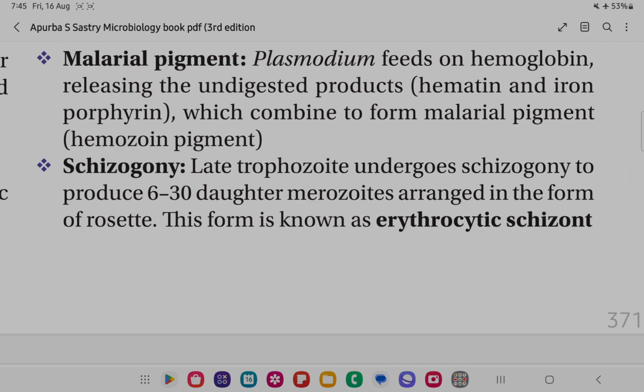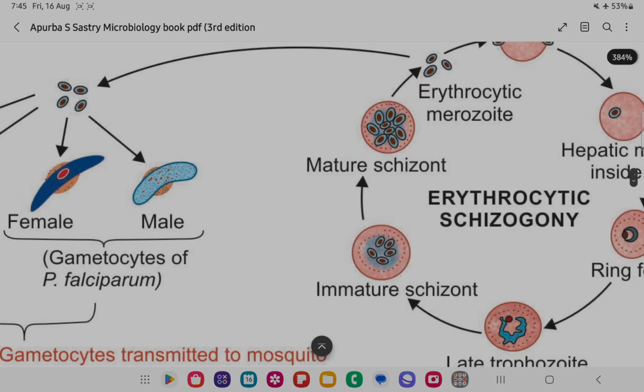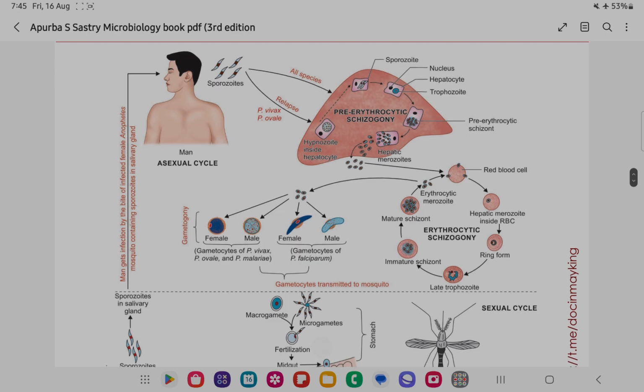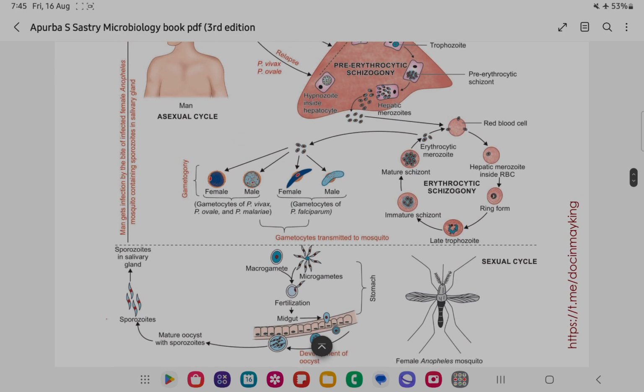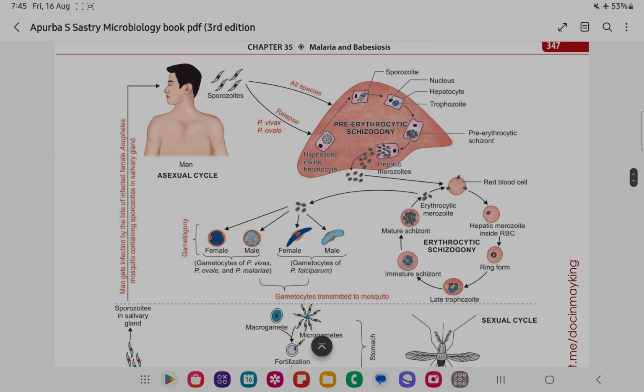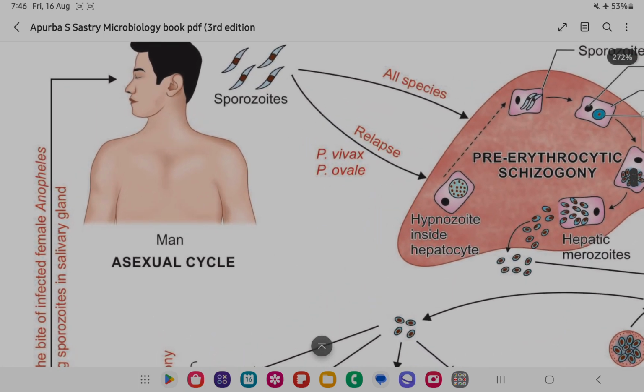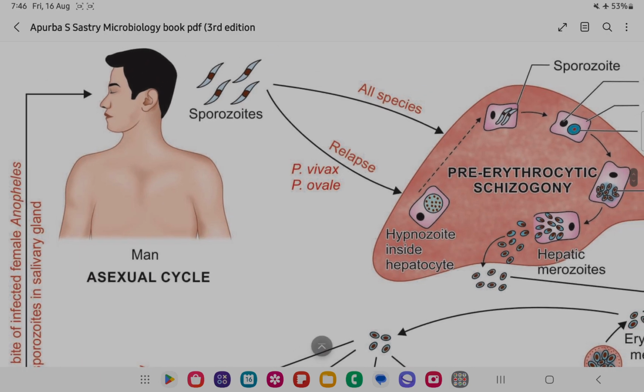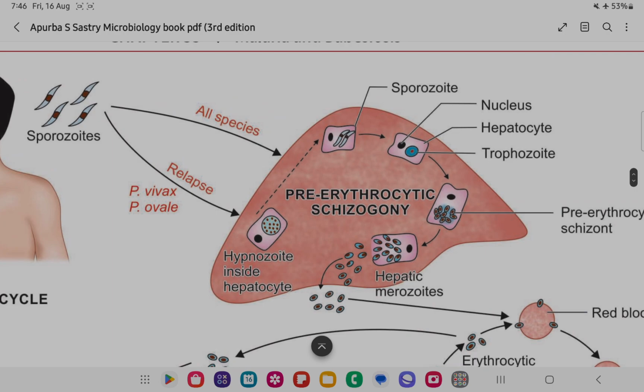Now we're talking about schizogony. The late trophozoite will form the erythrocytic schizont, immature and mature. So this is the life cycle of the malarial parasite. You can see the sporozoites in the salivary gland of the female Anopheles mosquito, and how this man gets infected after the bite. In all species except vivax and ovale, which have relapse, the sporozoite enters after 30 minutes and is converted to the trophozoite form.